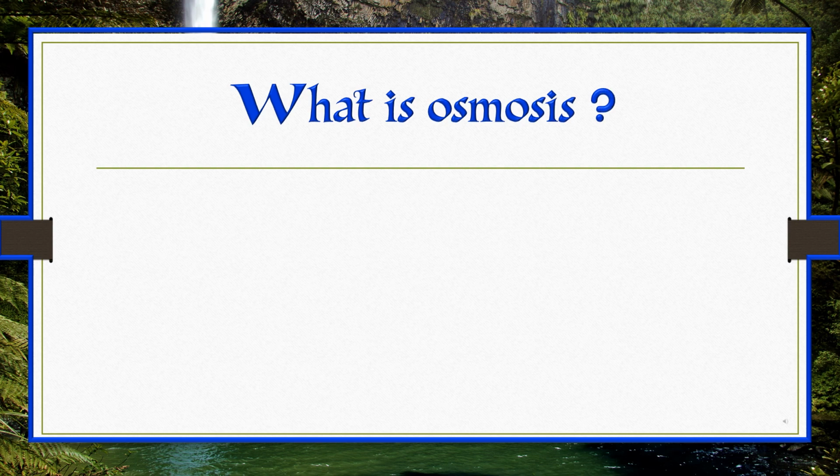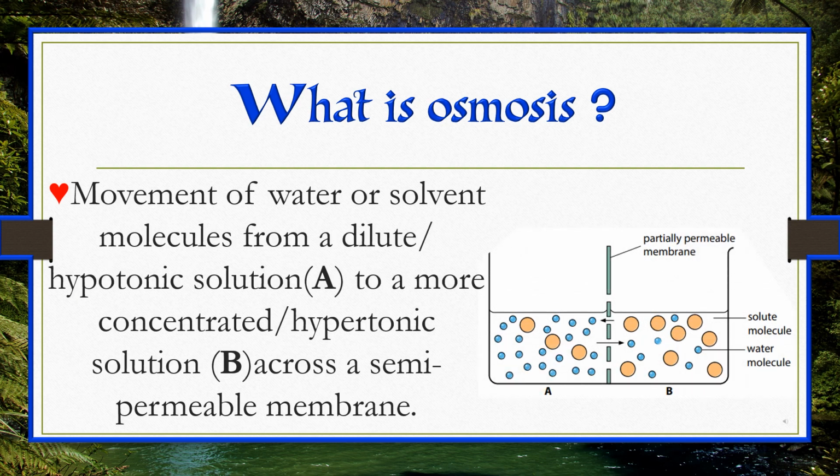What is osmosis? We can say osmosis is the movement of water or solvent molecules from a dilute or hypotonic solution, in our diagram, that is part A, to a more concentrated or hypertonic solution, that is part B, across a semi-permeable membrane.